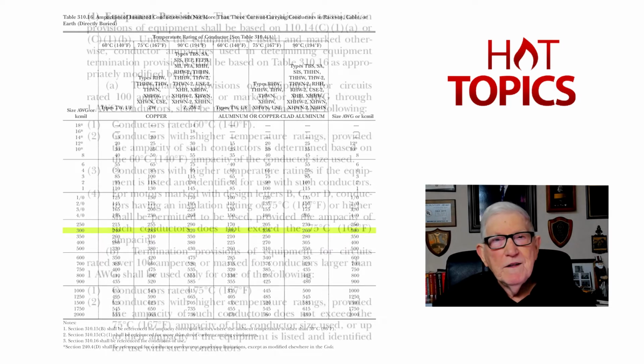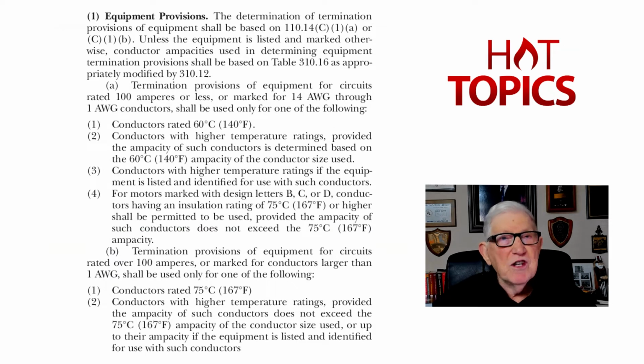And we know 110.14(C)(1) would say if the load is 100 amps or less, your 60 degree C ampacity applies, without its 60/75. If you're over 100 amps, then you're in the 75 degree column of Table 310.16.